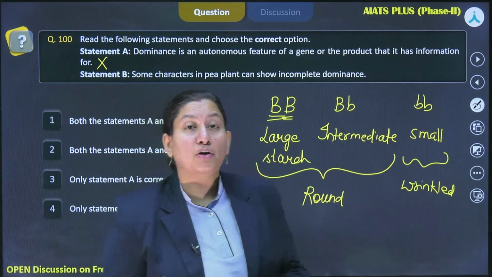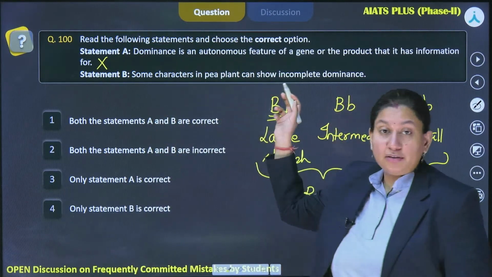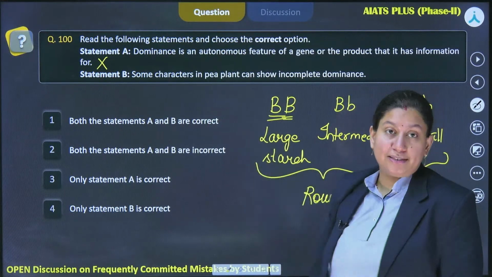So it's not dependent upon the gene, what is being written over here. That's why we are inferring the fact that it is an incorrect statement.